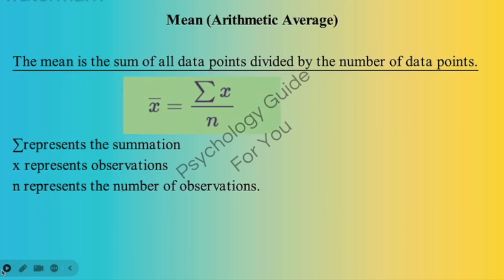First one is mean, which is the arithmetic average. This measure of central tendency describes the center or typical value of the data. The mean is the sum of all data points divided by the number of points. X bar is equal to sigma x divided by n, where sigma represents the summation, x represents the observations, and n represents the number of observations.